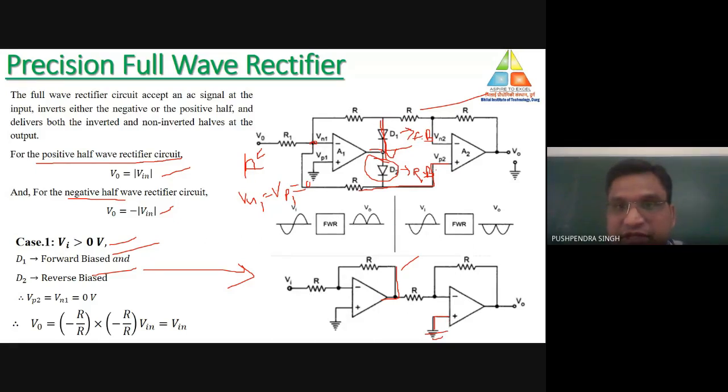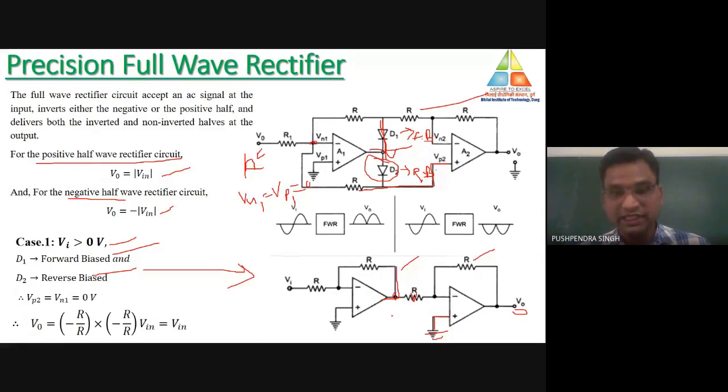Now, this terminal of the resistance is connected with R, then it is connected with the feedback resistance of op-amp A2. This is the feedback resistance of A2, then it is connected to the output. So this is the final circuit after case number 1.